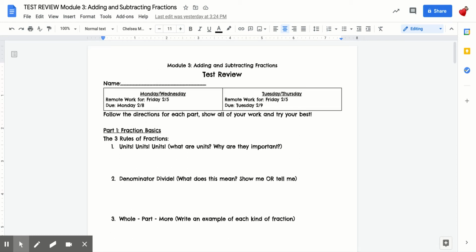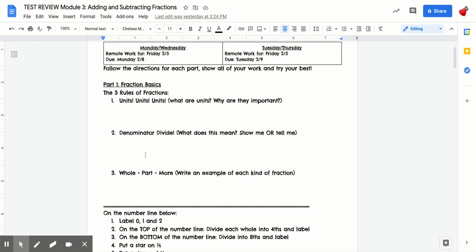So this is your test review sheet that you should be working on. I want you to tell me the 3 rules of fractions. For number 1, units. What are units? Why are they important? So think about it. What part of the fraction tells the units? The numerator or the denominator? So which part are the units? Why are they important? What does it tell us?